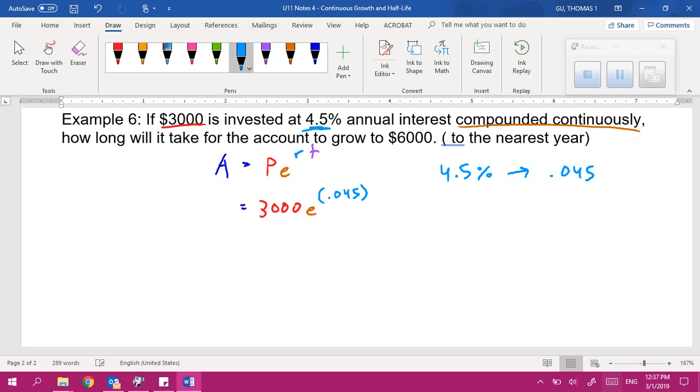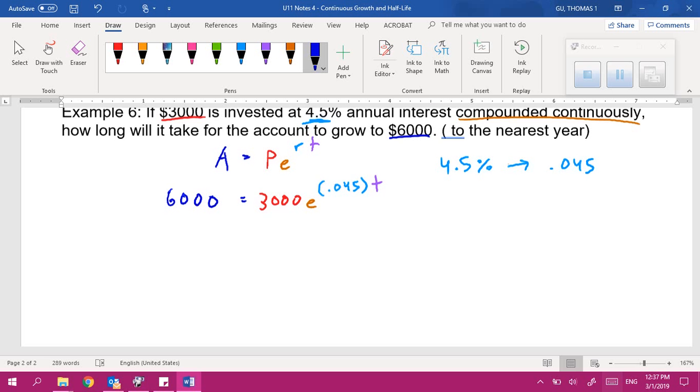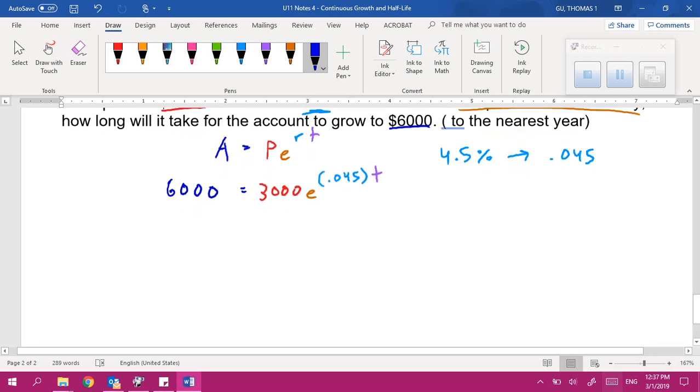There you go. And what is the time? We don't know, so we just put T. Yeah, you can put X or whatever. Right, and the final amount is 6,000 because they're asking how long it would take to grow to 6,000. Okay, so what are we looking for? We're looking for time. We actually have to solve for T here, and this is using the concepts we did yesterday. So how would I solve for T? What do you think I would do first?